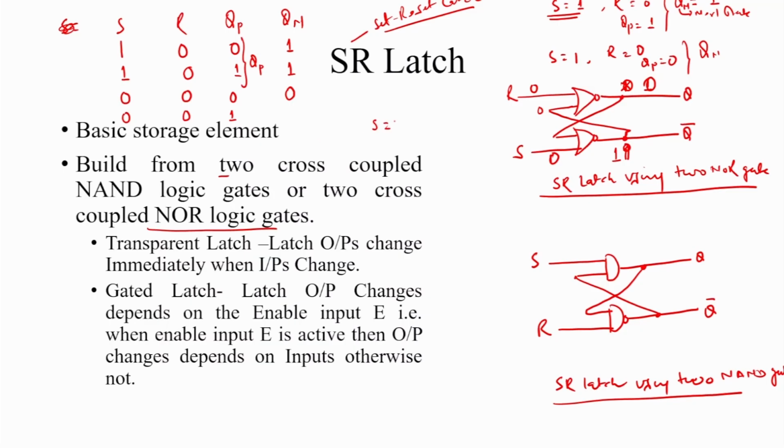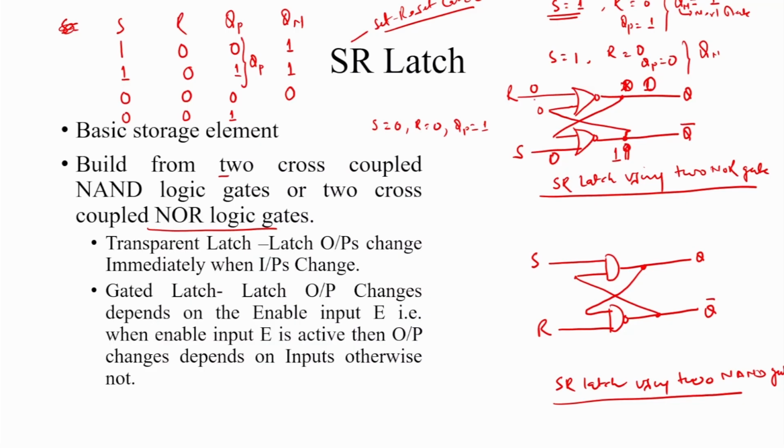Here S is equal to 0, R is equal to 0 and the previous state QP is equal to 1. Here S is equal to 0, QP is 1, because when one of the inputs is 0, the output of the NOR gate depends on the other input. What will the other input be? QP, the other input is QP, that is 1 here. So when the inputs are 1, 0, one of the inputs is 1, so the output goes to 0. So here the Q complement, this particular output, is 0, and again our objective is to determine the value of Q. Then once this is 0, what happens?